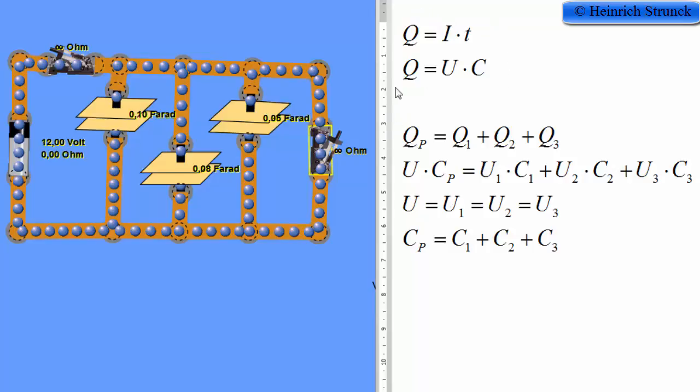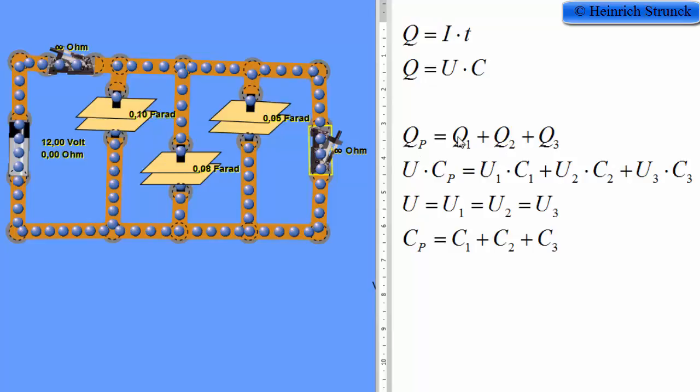Basically, we have two formulas for capacitors to calculate the charge, and it is either the current multiplied by time or the voltage multiplied by the capacitance. For this circuit, we want to find out, can we change these 3 capacitors so we only have one capacitor, and what should the value be if we have to find an equivalent for these 3 capacitors, so simplifying the circuit.